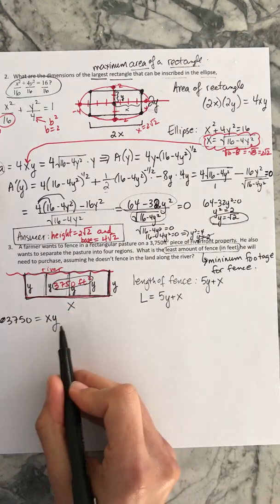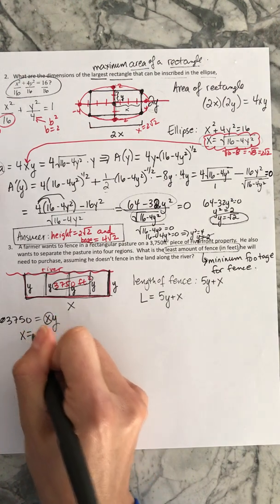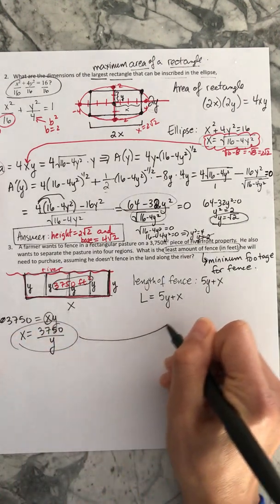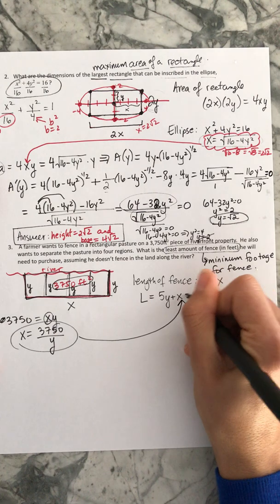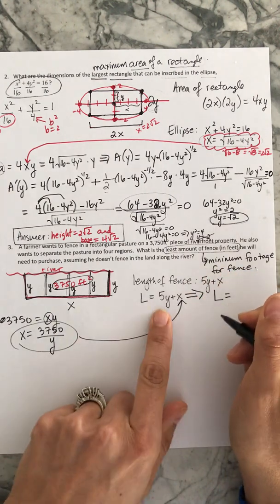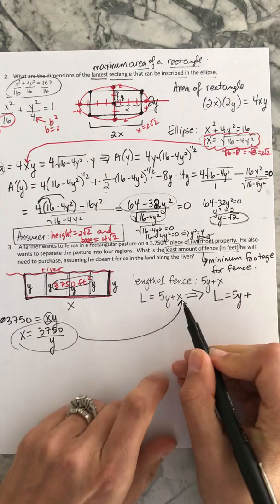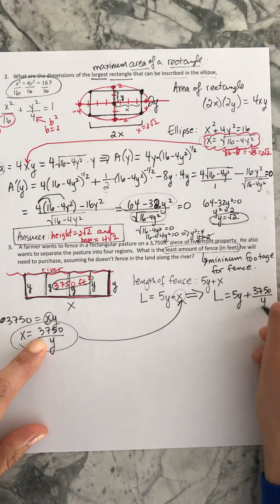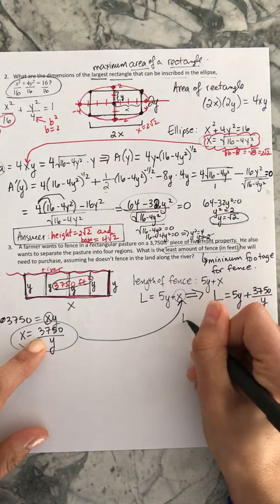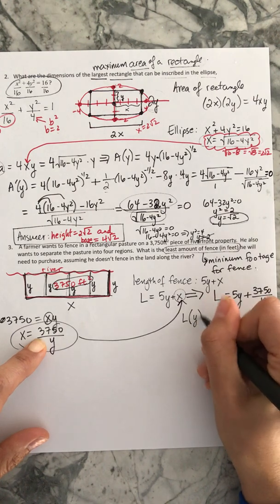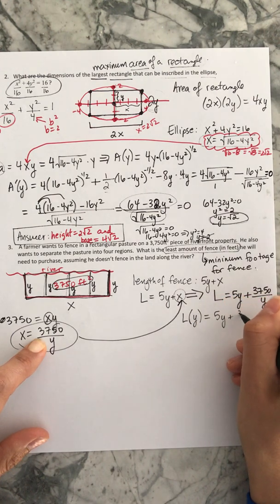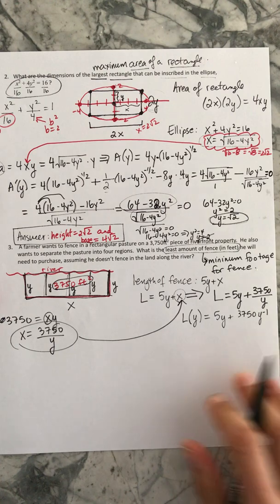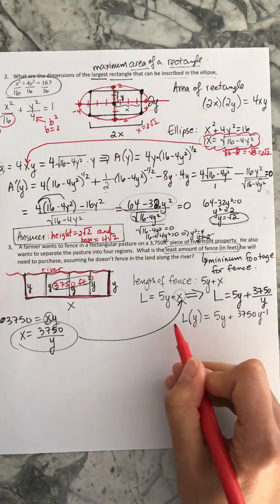So pick your favorite. I don't know which one you want to solve for, but I'm going to go ahead and solve for X. X is going to equal 3750 over Y. And I'm going to take that and substitute that right into there. And so L is going to equal 5Y plus, instead of X, I'm going to substitute 3750 over Y. And so the function in question is going to be L of Y. It's a function in terms of Y. 5Y plus 3750. I'm going to go ahead and write that as Y to the -1 power because I know I'm going to have to find the derivative. So here we go. That's the function.